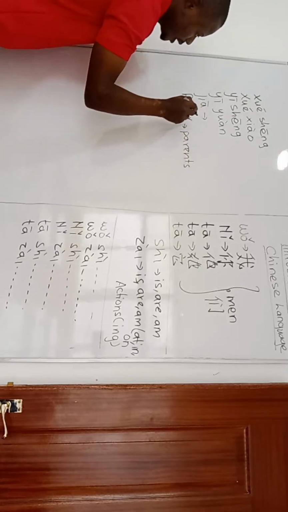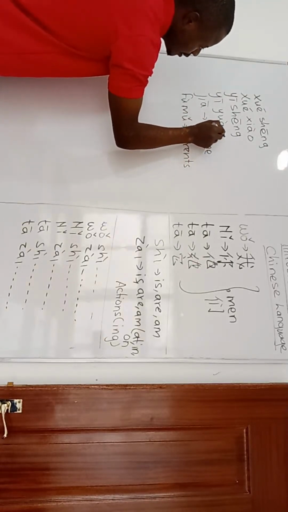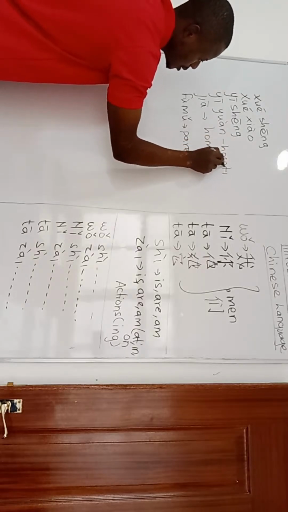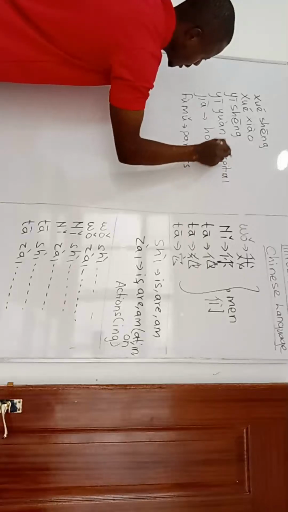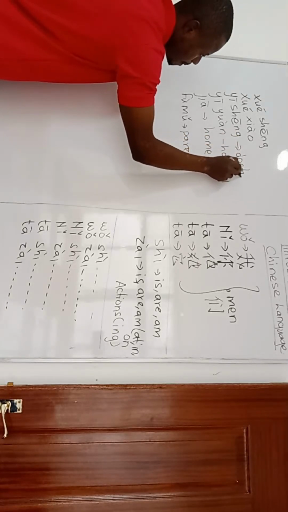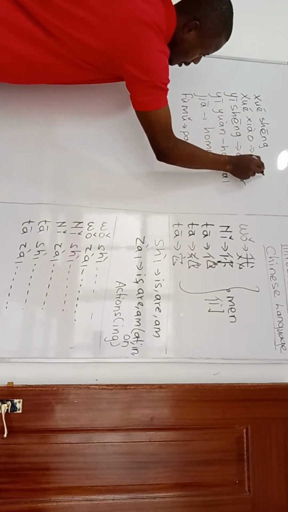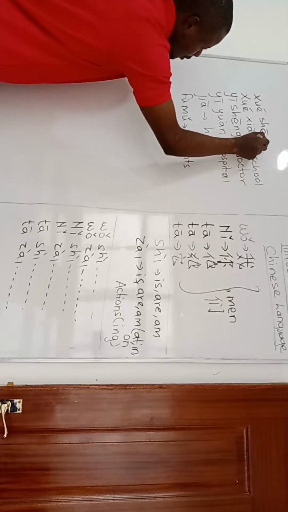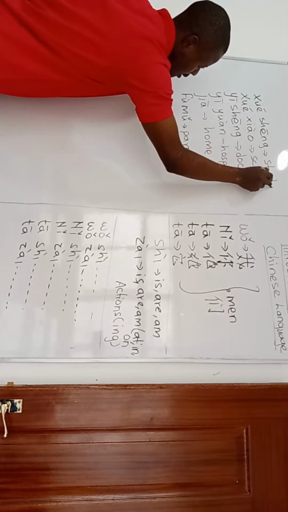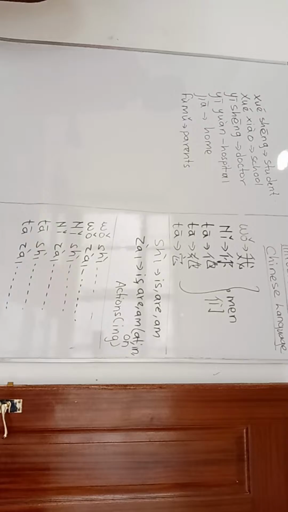Then we have home. Then we have hospital. Then we have doctor. Then we have school. Then we have student. So up to that point, now you can easily create your sentence.